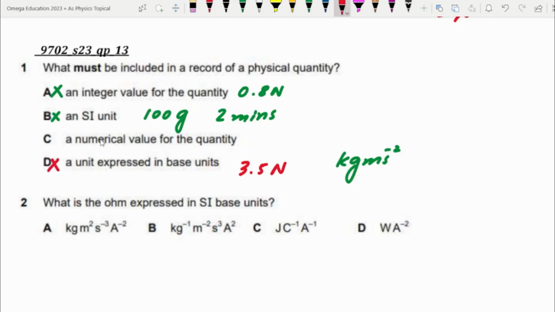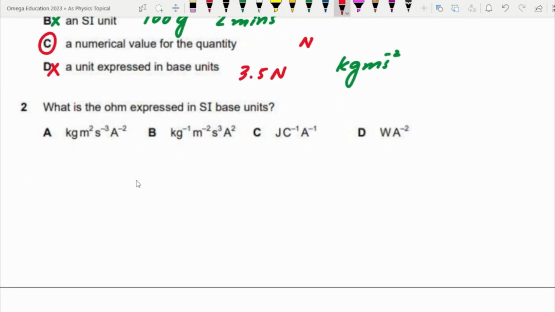What about the numeric value? Numeric value is a compulsion. If you talk about force and you say there's a force of newtons, then the question is how many newtons? The number has to be there. If there's no number, then you cannot define the quantity. So number followed by the unit, both have to be there.